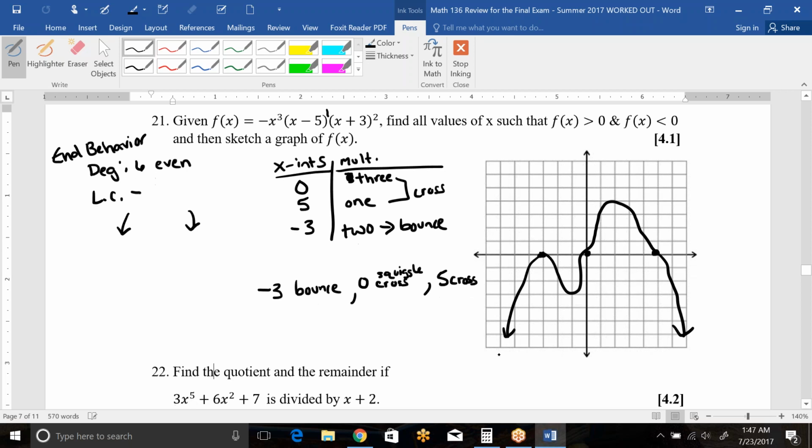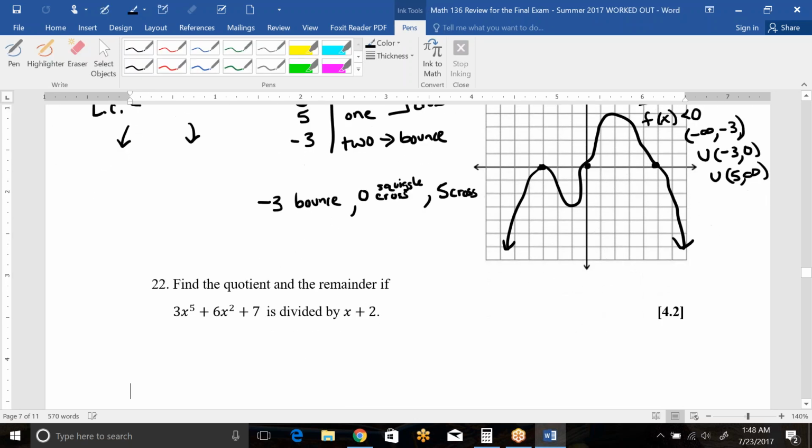So when we talk about when f of x is greater than 0 versus less than 0, greater than 0 is when we are above the x-axis. That happens from 0 to 5. All of the other subintervals, we are below the x-axis. So from negative infinity to negative 3, unioned with negative 3 to 0, unioned with 5 to infinity. So only one interval was up, the rest were below.